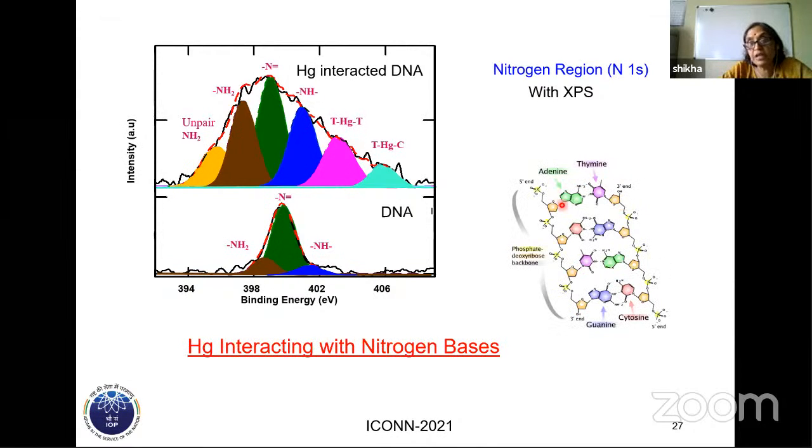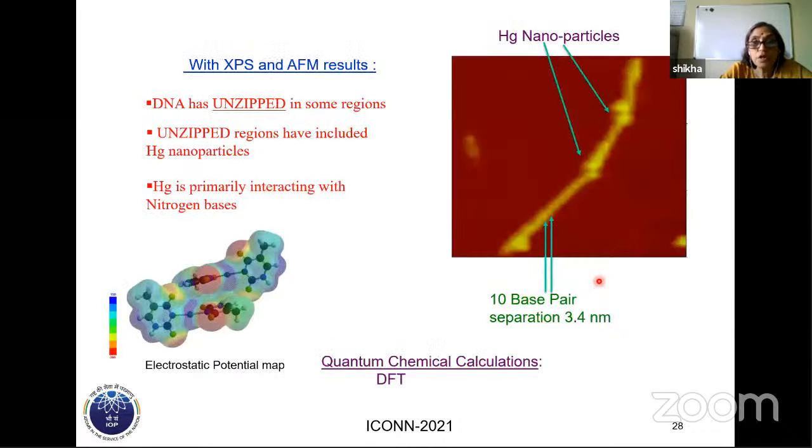So for example, in the case of the DNA figure that I showed you, these bonds in between are breaking and mercury is getting engulfed into the DNA bases. So it's something like this, that these are the mercury nanoparticles and these are the DNA base pairs which we are able to see. This is some quantum chemical calculations also.